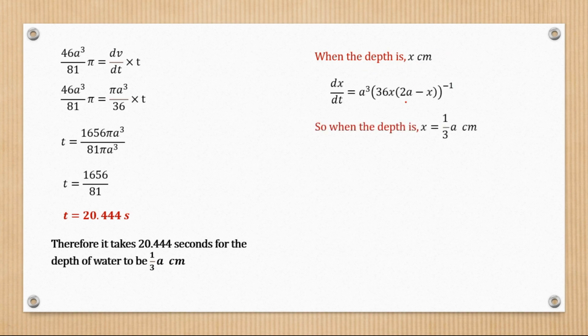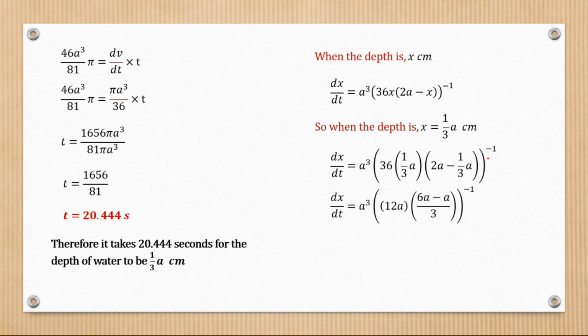So that means that when the depth of the water is x equal to a third a centimeters, you can substitute this for where we have x in that formula. So this is what I'm actually going to have. So I can now find the rate at which the water was decreasing at that instant. So this is what I'll have right now when x is a third a centimeters. So plug that in and solve it, and this is what I have.